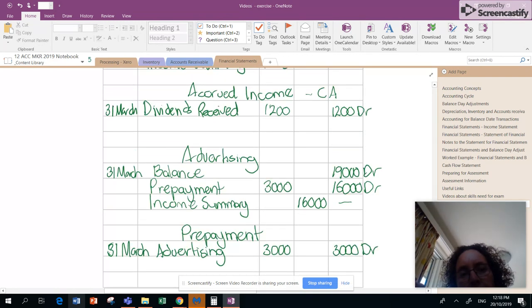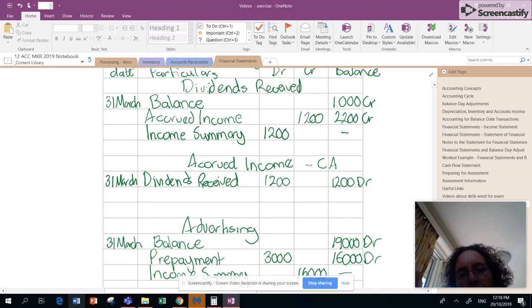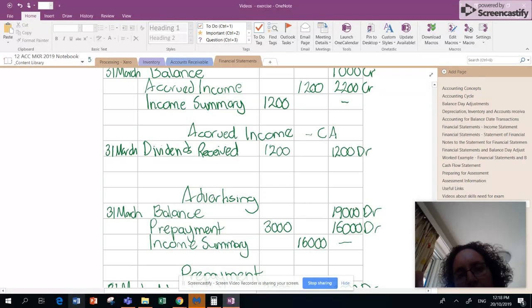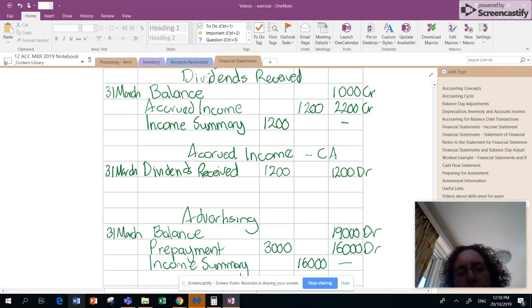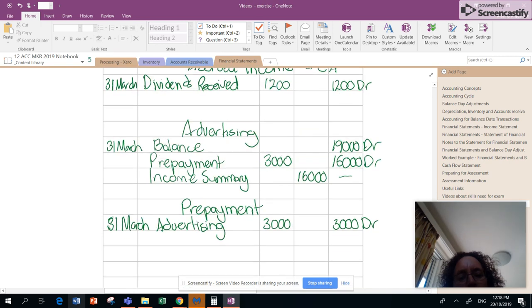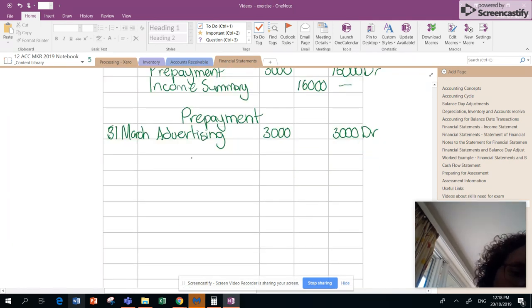So the key thing to remember here is we only close off income and expenses. And the 3 steps when we're closing an account is, does it have an opening balance? Is there a balance day adjustment involved? Do we need to close it off? The last one we'll look at is our drawings and our capital account.